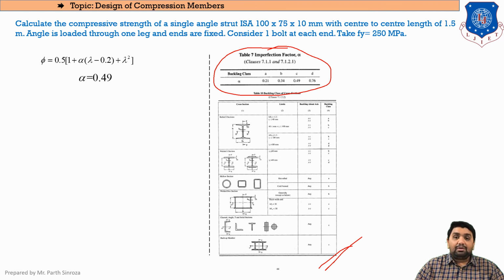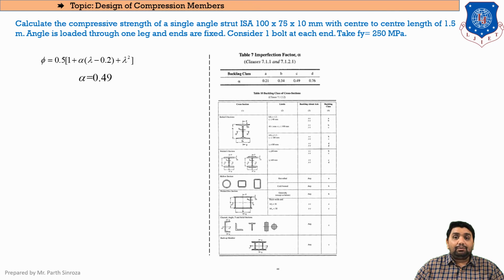On page 35, the equation or the table is mentioned for alpha, but it depends on the buckling class. And for our angle section that you can see here on page number 44, for angle section the buckling class will always be taken as C. So again, going back to our table number 7, table number 7 suggests that for buckling class C, our value of alpha will be 0.49. This is how you will calculate the value of alpha, that is our imperfection factor, every time.